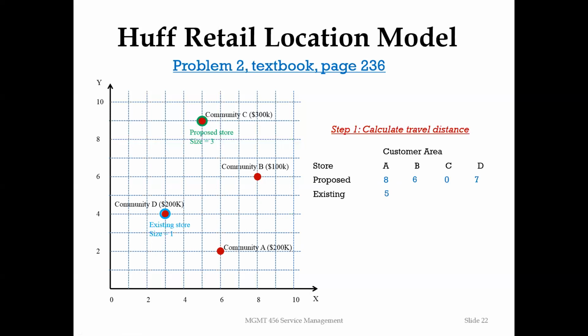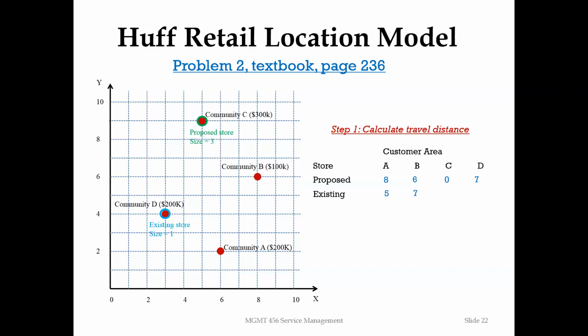What about from B to the existing store? So B to D, what's the travel distance? So B is right here, D is right here. So what's the travel distance? So 1, 2, 3, 4, 5, 6, and 7. So travel distance 7.